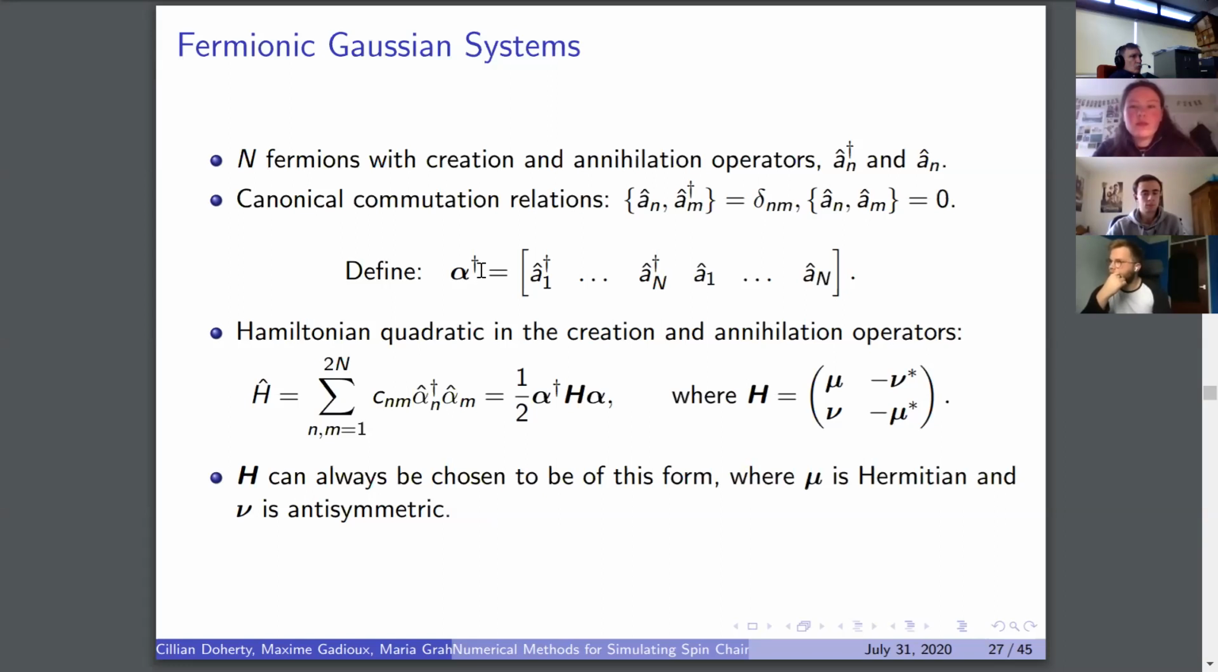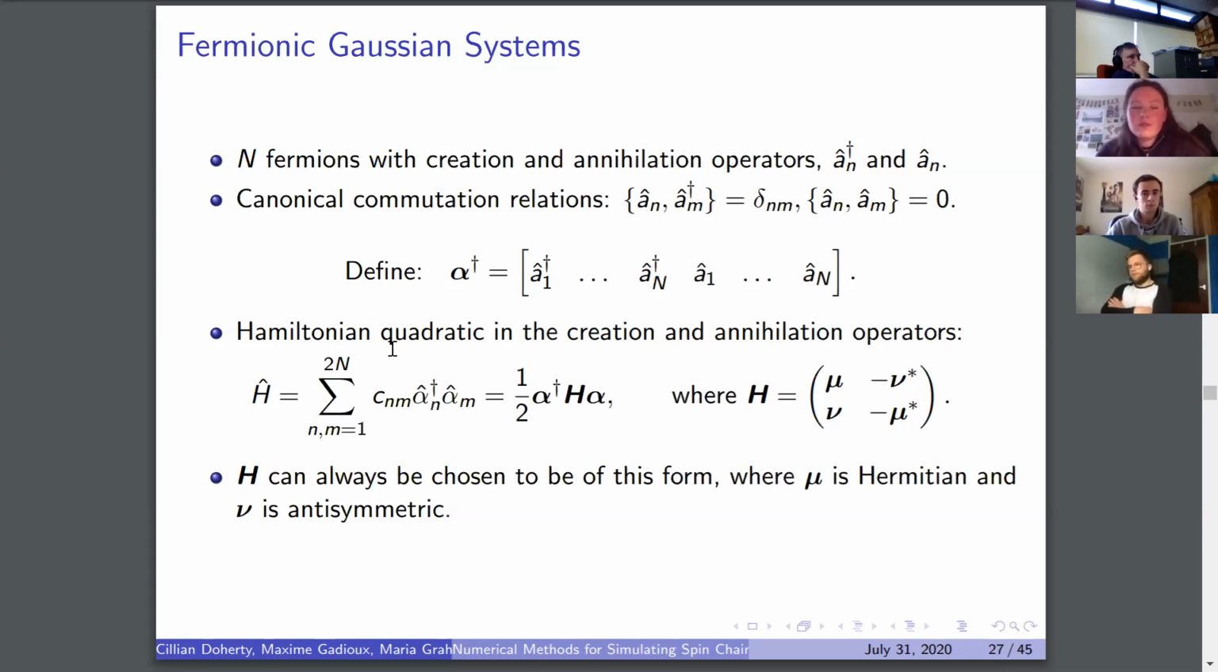So for notation, we introduce this vector alpha. I've written down alpha dagger here because it's easier to present. So alpha dagger has as its first n entries the creation operators, and then the last n are the annihilation operators. Alpha will be a column vector, and you'll have the annihilation operators first, and then the creation operators, because the order is switched.